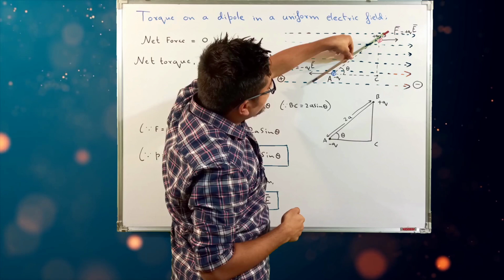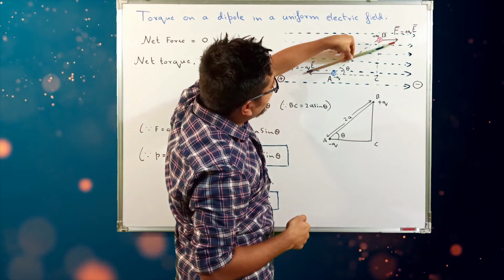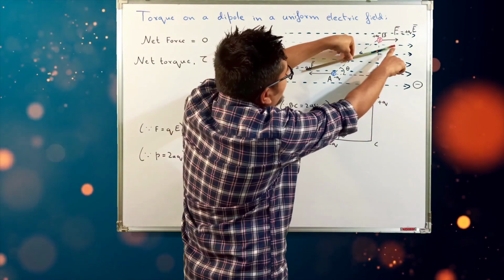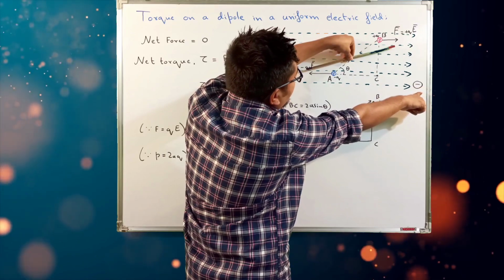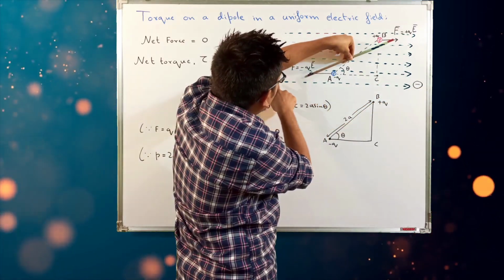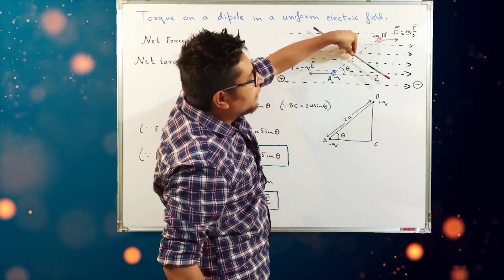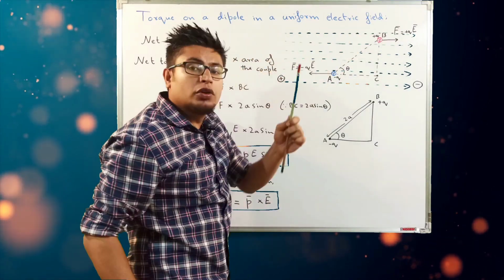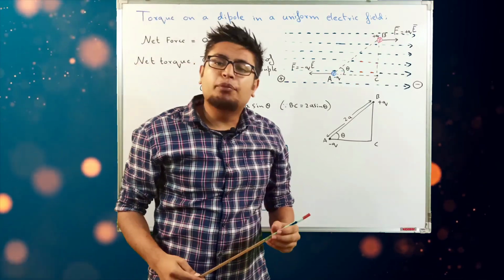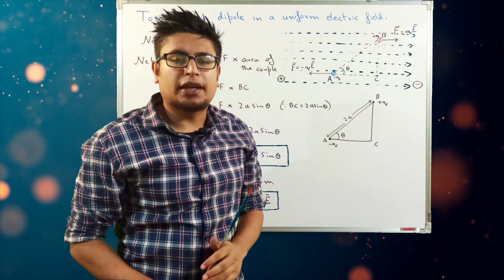Therefore it experiences a force in this way and the movement of the dipole starts. Since the positive is going to get attracted towards the negative and the negative towards the positive, it starts rotating. This is how it is going to behave when a dipole is placed in a uniform electric field.